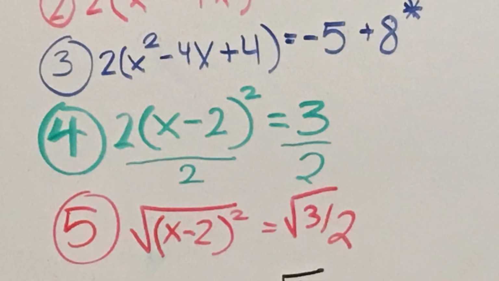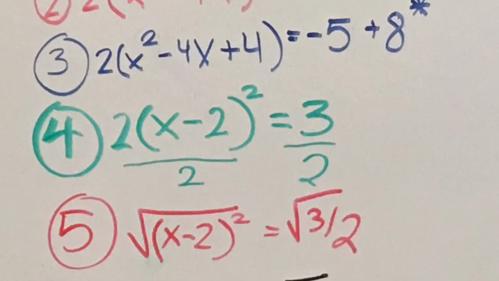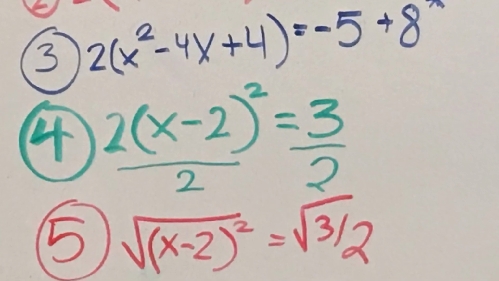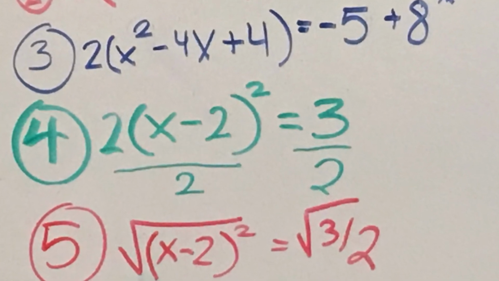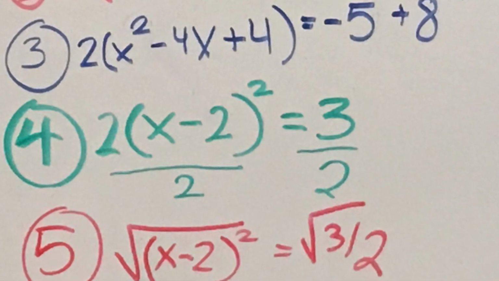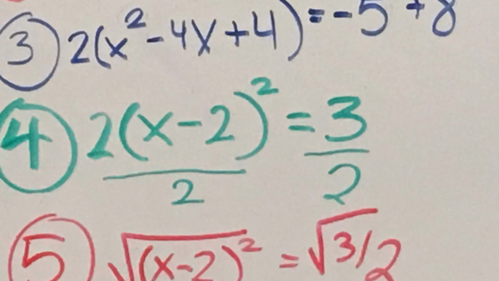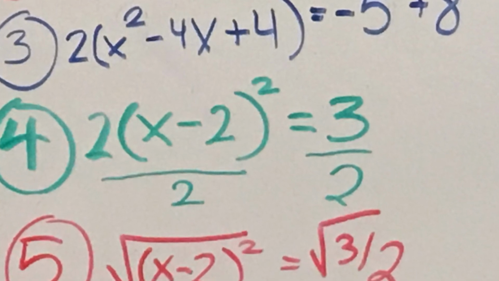So you will leave your 2 pulled out. You will draw your set of parentheses and write your x minus 2 squared equals 3. And then in order to get rid of the 2 on the outside, you have to divide both sides by 2. So you're just left with x minus 2 squared equals 3 over 2.